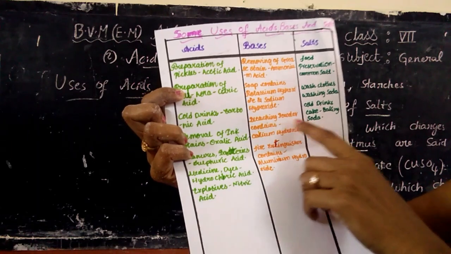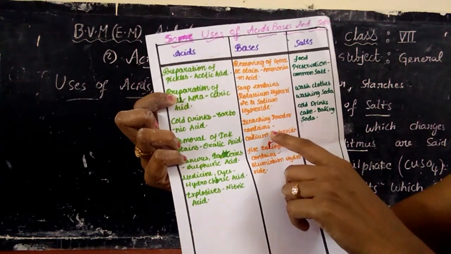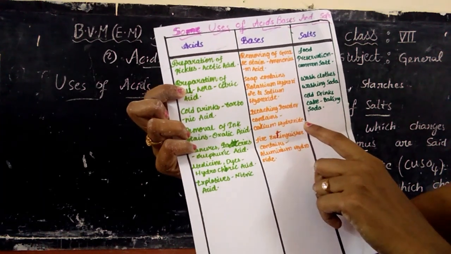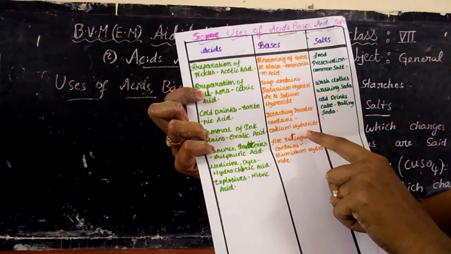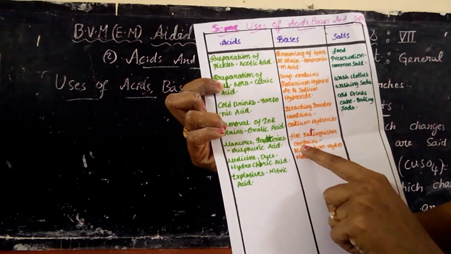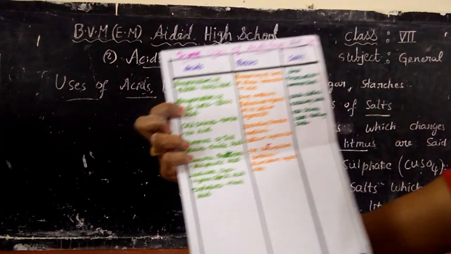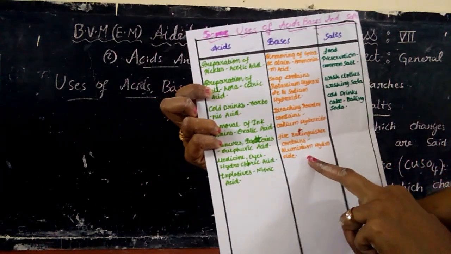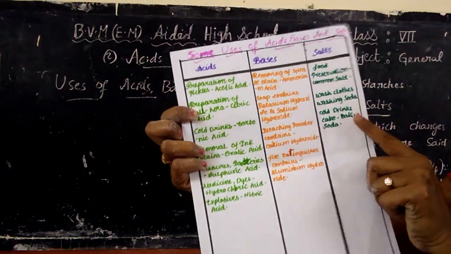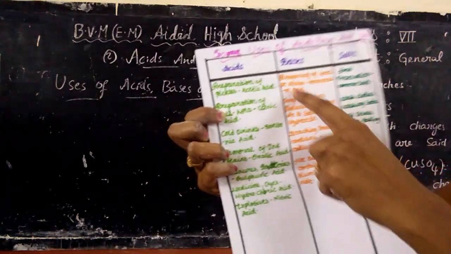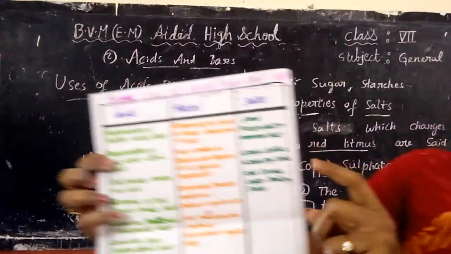And bleaching powder contains calcium hydroxide, which has a basic nature. And next, fire extinguishers contain aluminium hydroxide. What is that? Aluminium hydroxide is contained in the fire extinguisher. Next, these are the uses for bases.